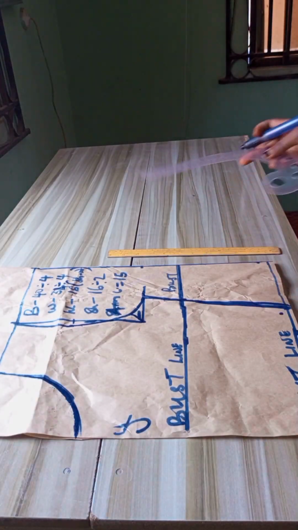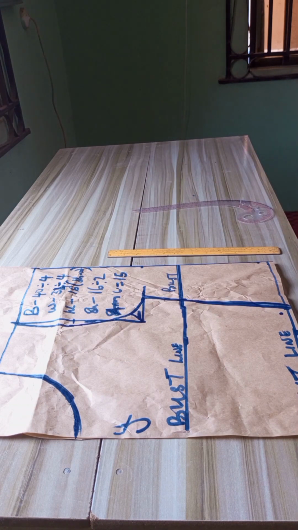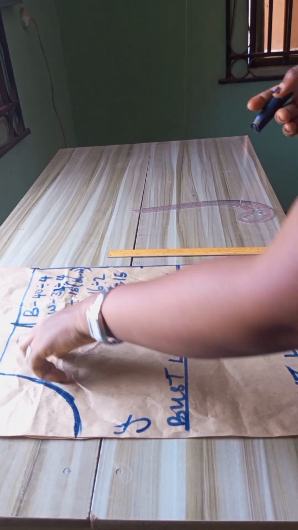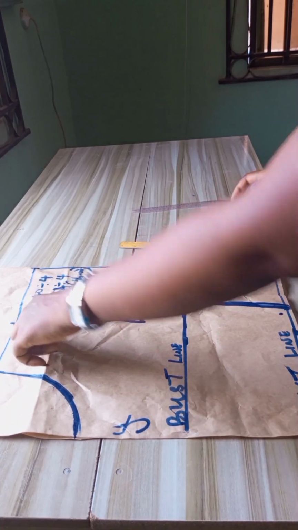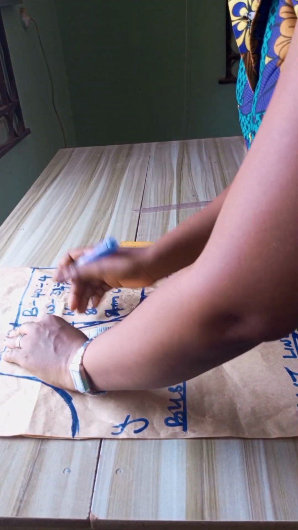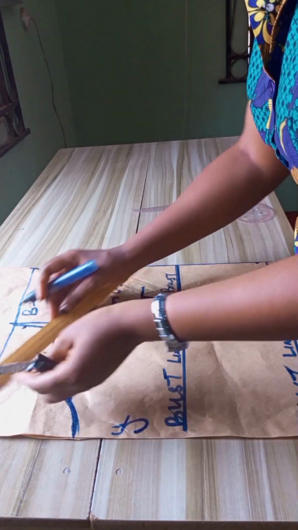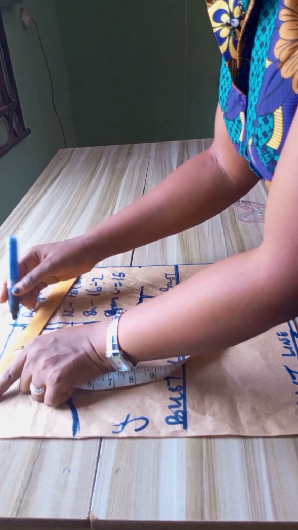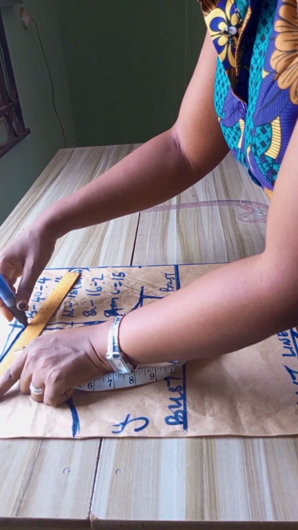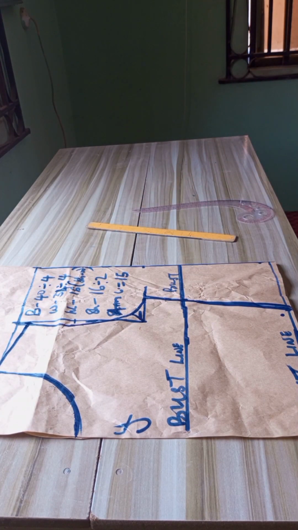So here we have made our front upper bodice pattern. Then the next thing is that we are going to slant our shoulder. We'll come down by ½ inch. The reason is that our shoulder is not straight, so we need to slant it towards the armhole area. So that's all that we have for today's lesson.